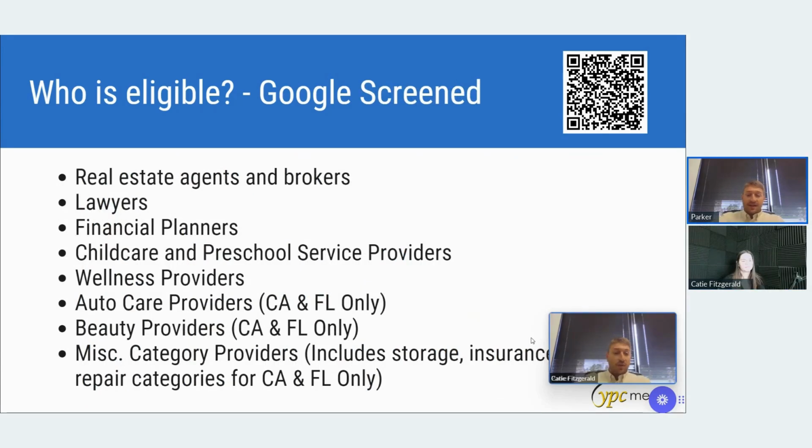So to break it down even more, these are where the typical business categories are that are able to use the Google Guarantee right away. So you have your real estate agents and brokers, lawyers, financial planners, childcare and preschool service providers, wellness providers. Auto care providers are involved in this automatically, but it is only in states like California and Florida at the moment.